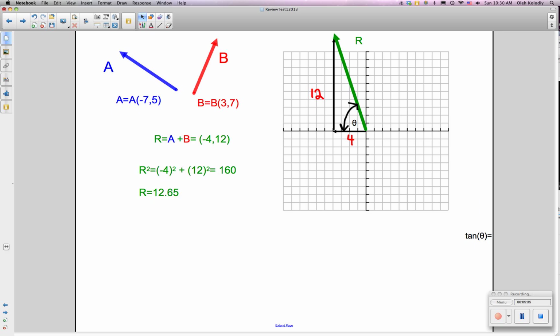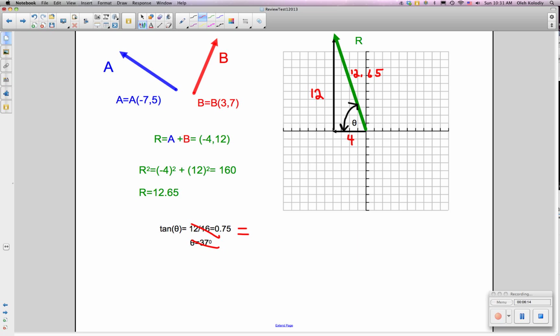And what's this angle theta here? Well, the tangent of theta will be the leg opposite divided by the leg adjacent, which is 12 divided by 4, which is 3. So I made a mistake here. 12 divided by 4 equals 3.